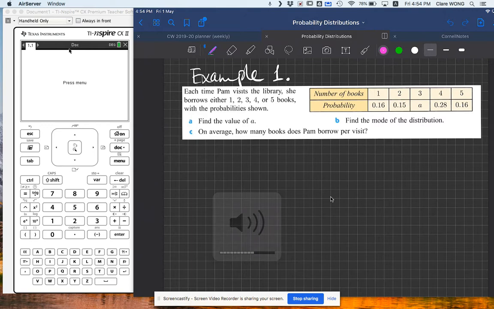I'm going to do 4 examples with you. Hopefully, that should cover all the GDC skills that you need to have for this topic.